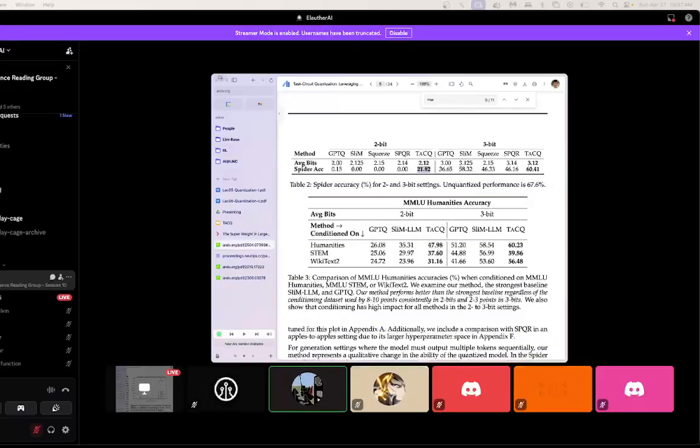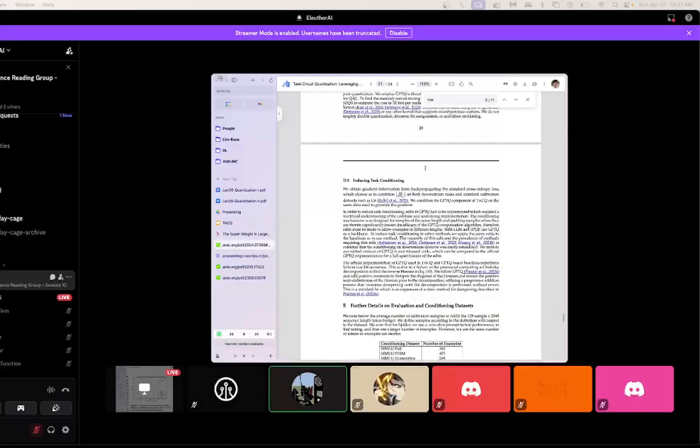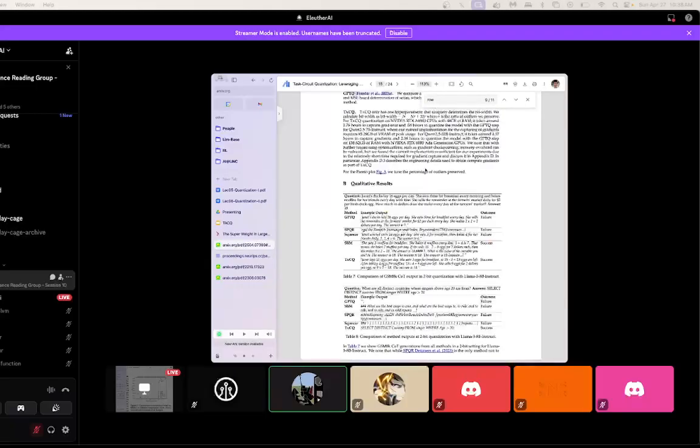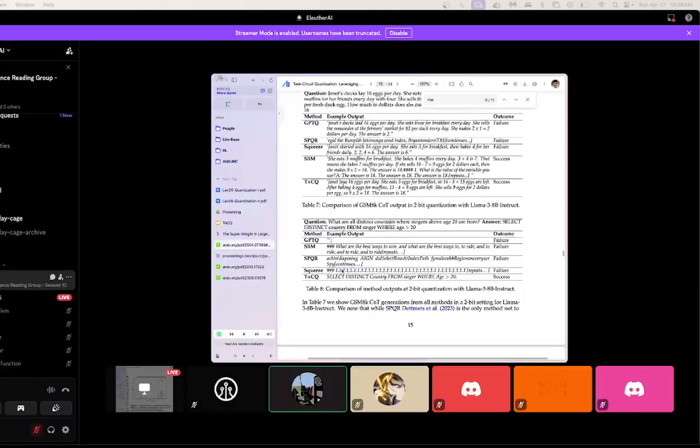So we're the only method that recovers the ability to generate on Spider. Previously I mentioned the Spider data set, where you ask something like, what are all the distinct countries where singers above age 20 come from? You give the model a database schema of how the database is laid out, and it's supposed to give you an answer that looks like this. It happens that when you do two-bit quantization, most of these methods either lose the instruction following ability and just start generating text, or they give you empty results or nonsense text or repetitive text. So that's kind of interesting.